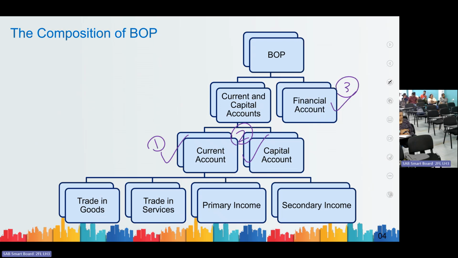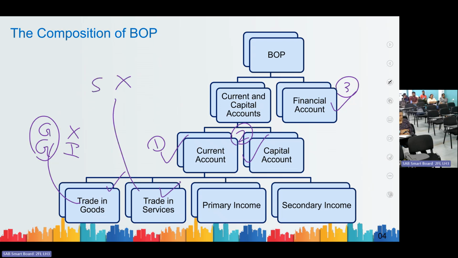So the current account has four sub-accounts. The first one is trade in goods, the physical items, that is goods exports and goods imports. This account does not report any transaction in terms of services. So it's only about physical, tangible goods. Service exports and service imports are reported in the services account.